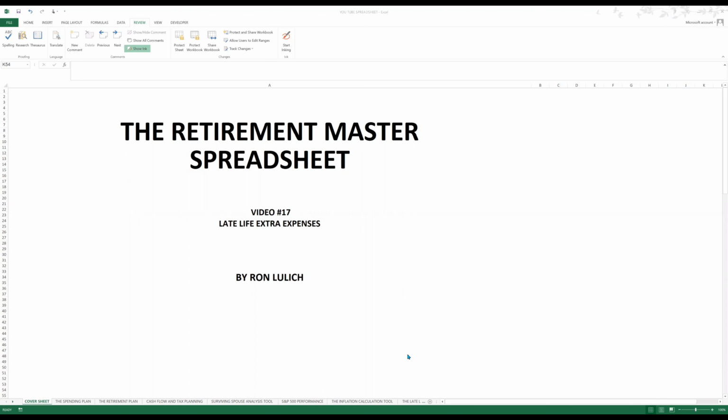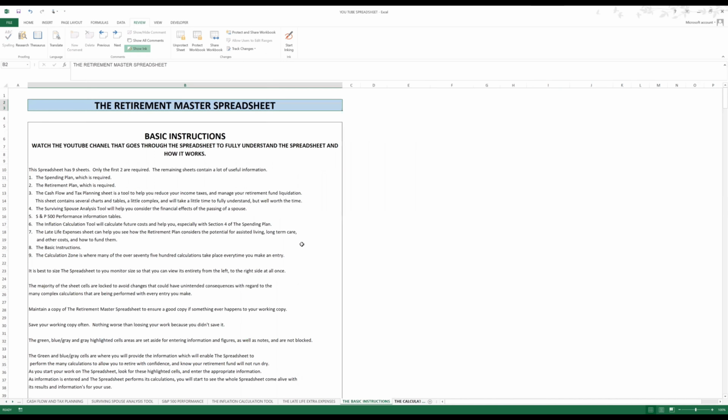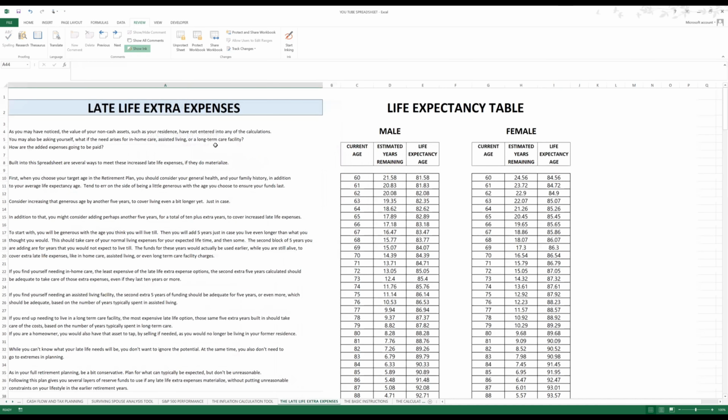So I'm going to go down here to the tab for late life expenses and pull it up. The left side of the sheet is a narrative of what I'm going to share with you for your reference in future use. The right side is a life expectancy table provided by the Social Security Administration. It's a couple years old, but serves the purpose. I'm at 68, so it says that I should live to be about 84 years old.